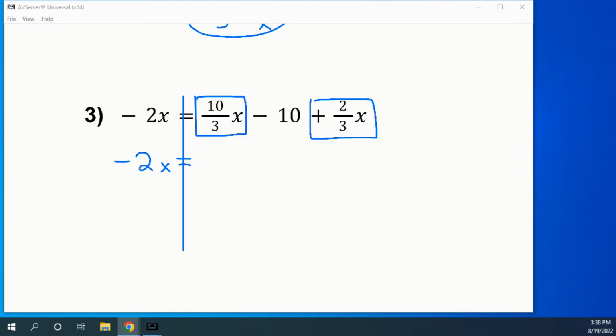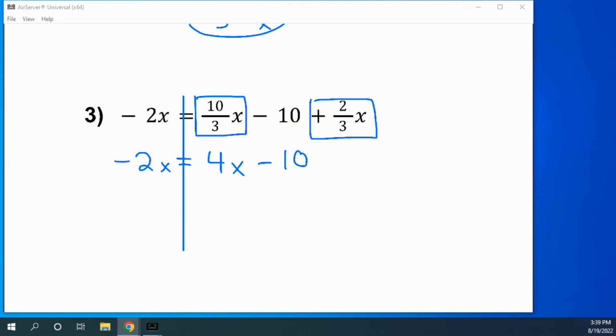When I take in a calculator 10/3 plus 2/3, it's going to get you 12/3, but if you use a calculator, it'll tell you exactly what it is, which is just a 4x. You can do it mentally because they do have the same denominator, but I would use a calculator because calculators always give you the simplest terms. All right, bring down that -10. So no distribution, just combine like terms.